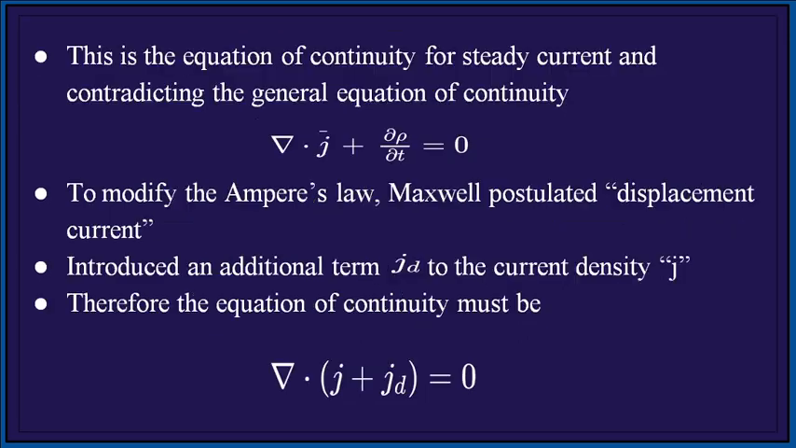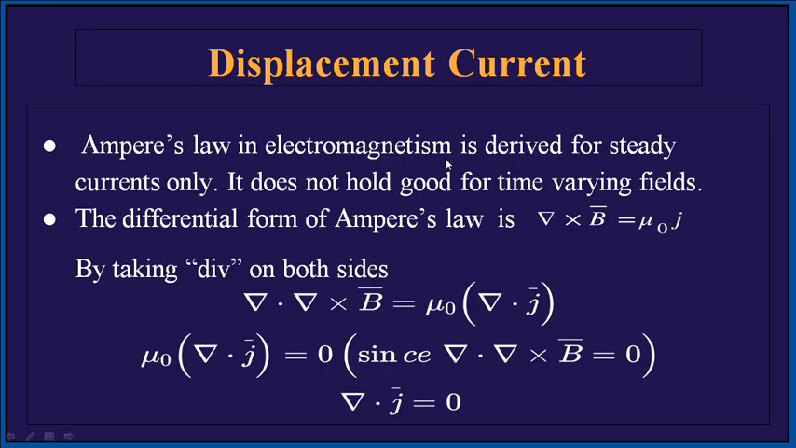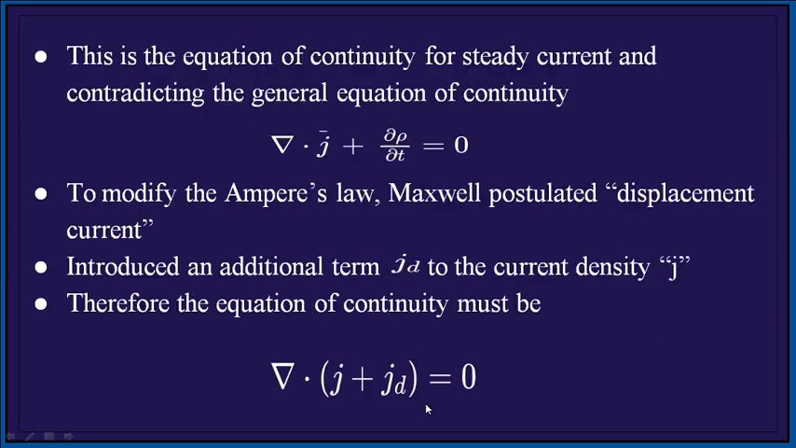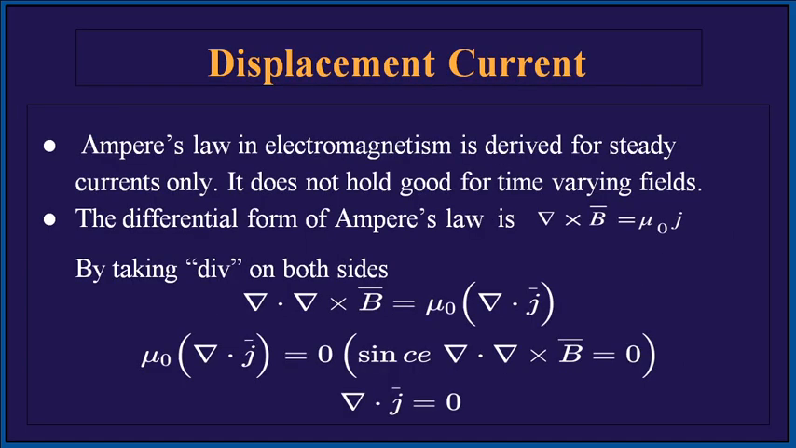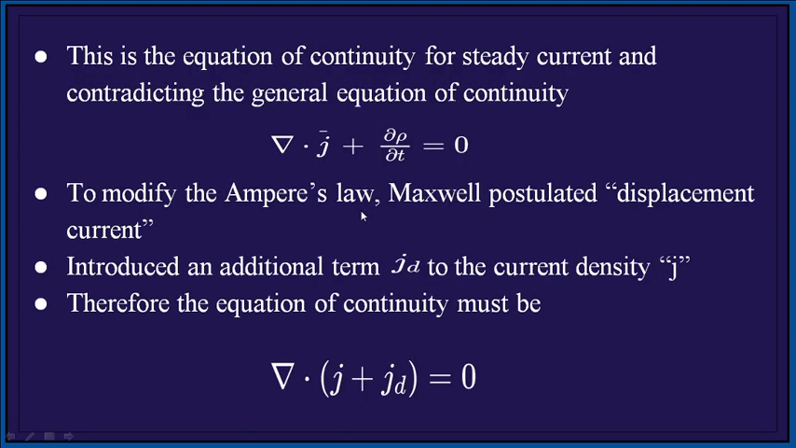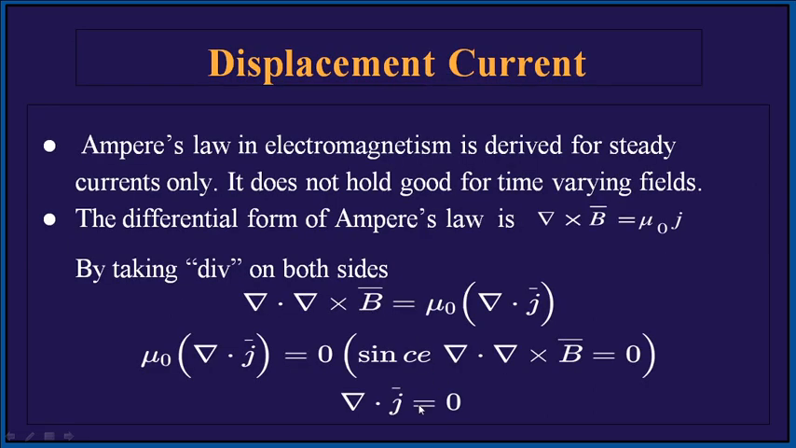But we know the general equation of continuity is like this: del dot J plus dou rho by dou t equal to 0. See, this is the equation of continuity for steady currents, and this is the general equation of continuity, which is applicable for any type of current. So there is some error in this equation. See, some term is missed. Here del dot J equal to 0, but here del dot J plus dou rho by dou t equal to 0. So some term is missed in Ampere's law.